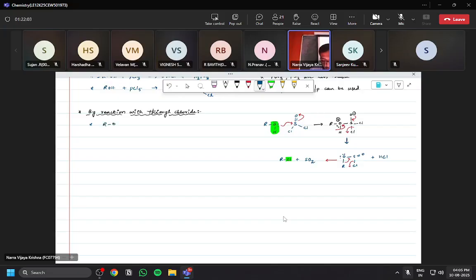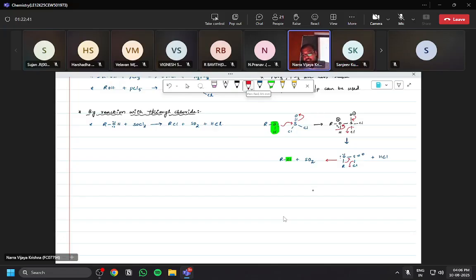I am writing the same, sir. ROH with SOCl2 forms RCl plus SO2 plus HCl. Now, does this rearrangement happen within the molecule or someone is coming from outside? That's why we call it intramolecular nucleophilic substitution. Is it nucleophile or not? Cl minus. So nucleophile is replacing OH group within the molecule. That's why it is called intramolecular nucleophilic substitution.